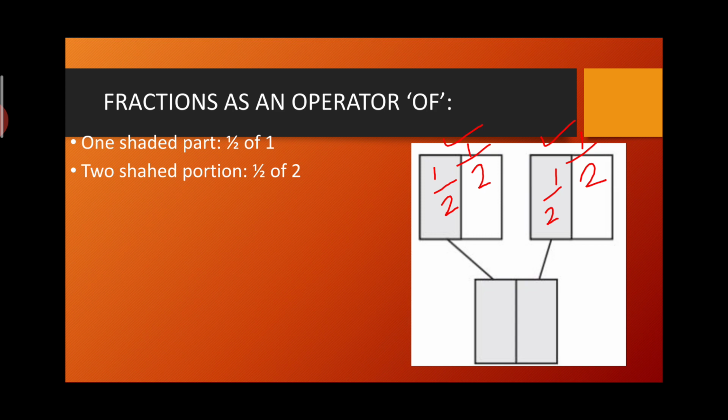So if we see first and second both figure, we are having two shaded part. So what we can say? We can say we are having two shaded part, of which half of 2. Okay. Now if we have combined both the shaded parts, then you can see in the third picture in the figure, we are having both the shaded part together.